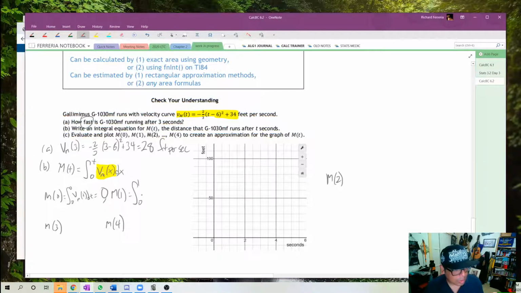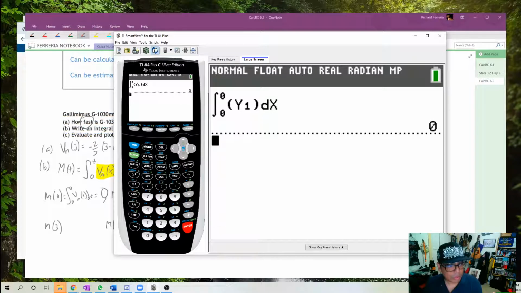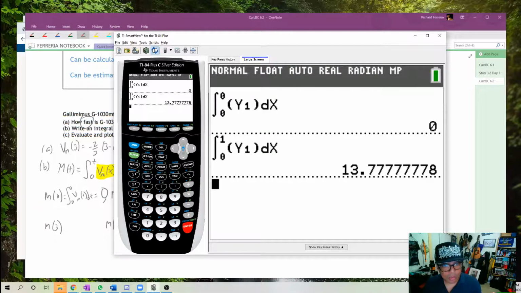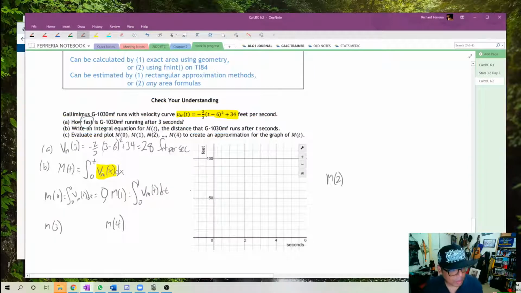of Vm(t) dt. On our calculator, we're going to recall the last function, change that upper limit to a 1, push enter, and I'm getting 13.777. That's good enough for me. So we have 0, 0, 1, and 13.777. Right there.